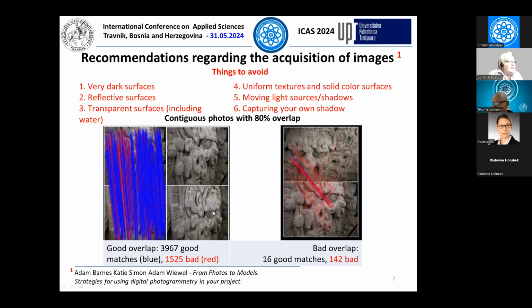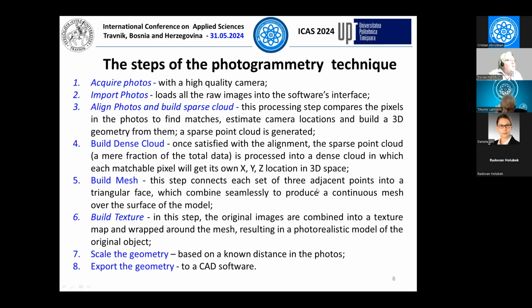So you can see on the left we have many good matches, blue, between two photos, two images, and on the right a bad overlap, only 6 good matches between two photos. So what are the steps of photogrammetry?